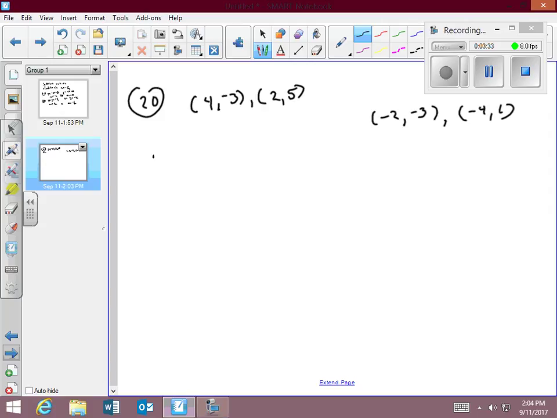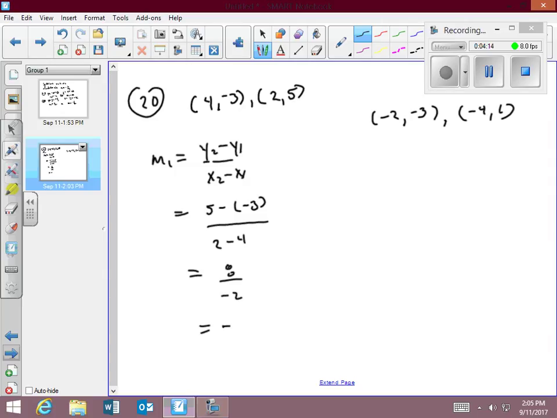Okay, so if we do slope 1, we call that, and it's y2 minus y1 over x2 minus x1. So if we call the second pair 2, 5, x2, y2, then this is going to be 5 minus a minus 3, right? And then it's 2 minus 4. So 5 minus a minus 3 is 8 over minus 2, right? Which is a minus 4.